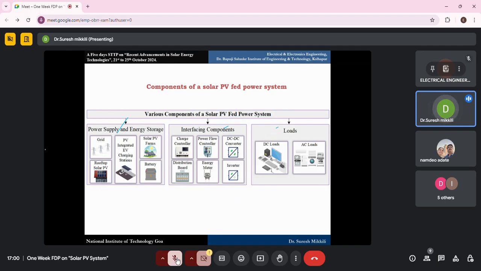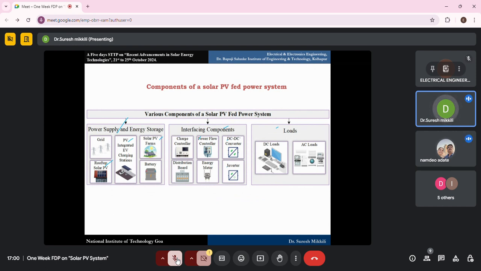But what sources are we having? We can generate power through solar parks and through rooftop PV systems. These are famous. The future is going to be PV integrated EV charging stations. If it is a solar park, it is connected to the utility. So when it is connected to utility, power flow control is required, converters are mandatory, and an inverter is also required.